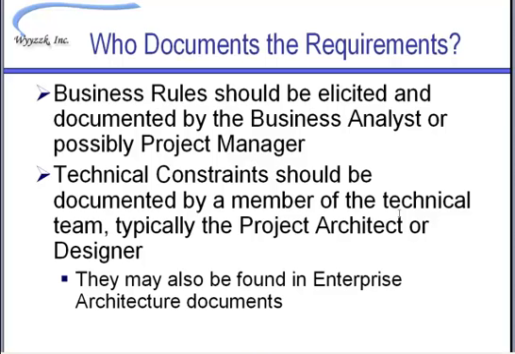Who documents these requirements? Your business rules should be elicited and documented by the business analyst or maybe the project manager. Your technical constraints should be documented by a member of the technical team who is usually the project architect or a designer. And you may also find these rules in enterprise architecture documents. So not just your project architecture document, but your enterprise architecture document.